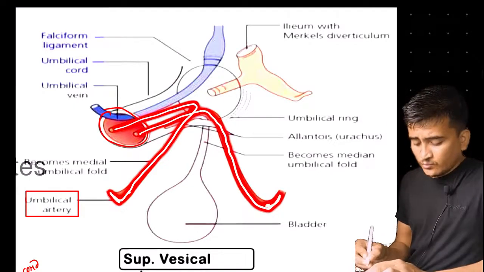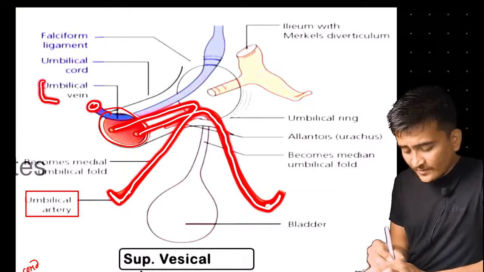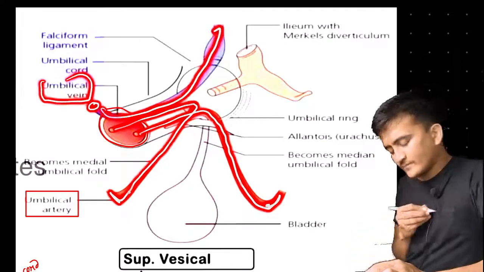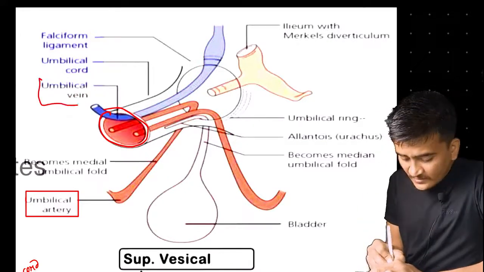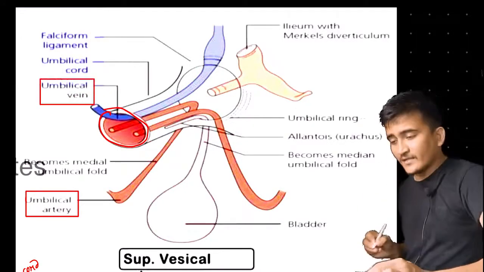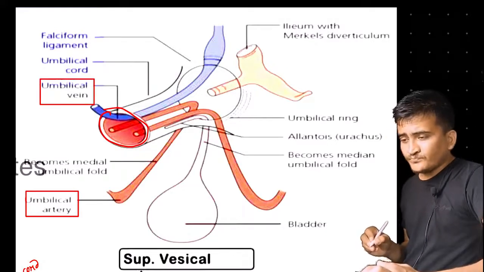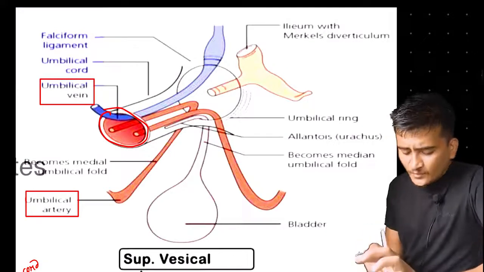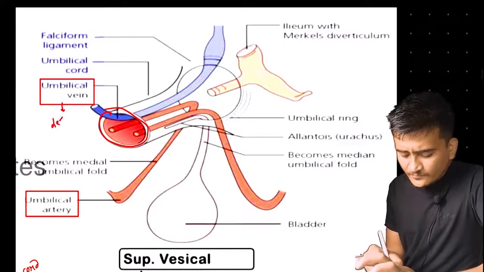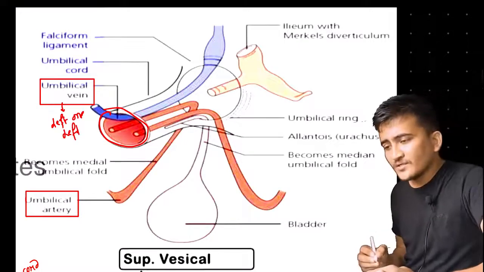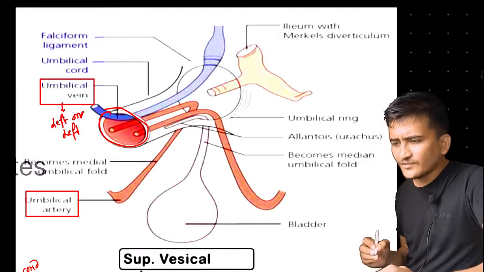And since there is only one umbilical vein, this is our umbilical vein, right? Now, why are we talking about the umbilical artery and umbilical vein? Talking about the umbilical vein, we said that the left one will remain and the right one will be regressing, right?